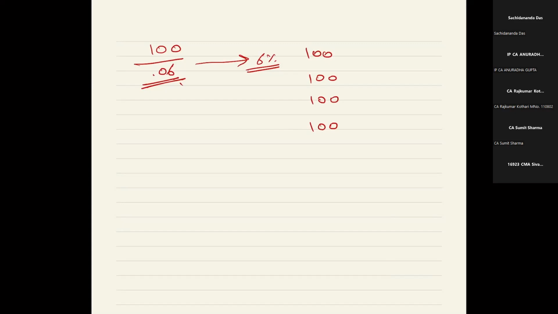So please always remember the earlier concept, 5% equal to 0.05. You have to take care of the decimal carefully. It is not 0.6, it is 0.06. So 100 divided by 0.06 is my answer: 1666.66.